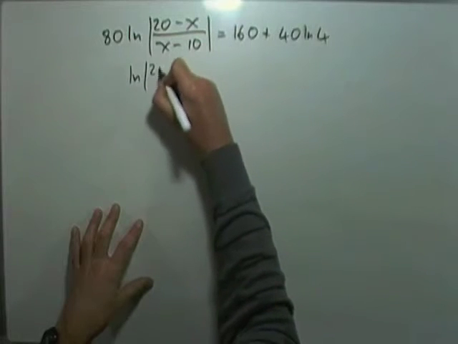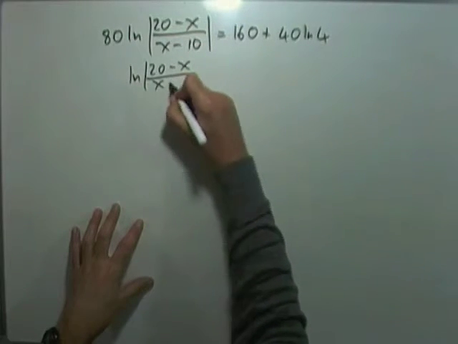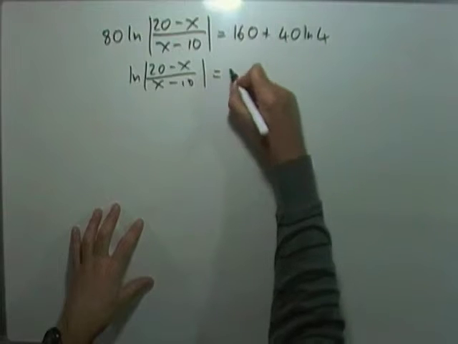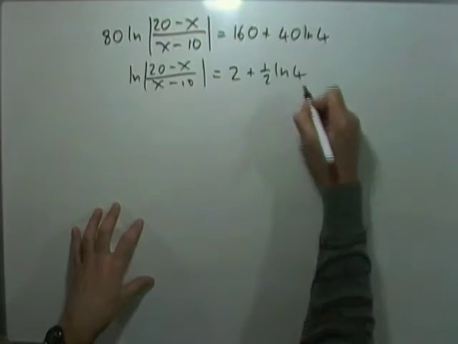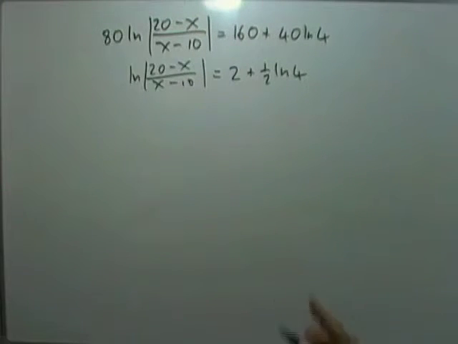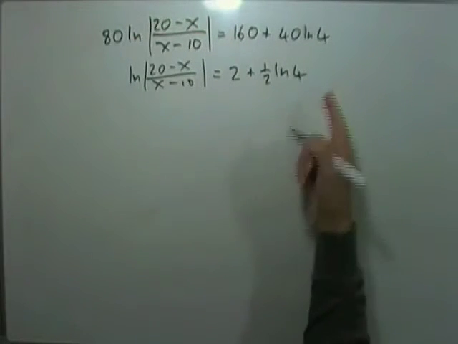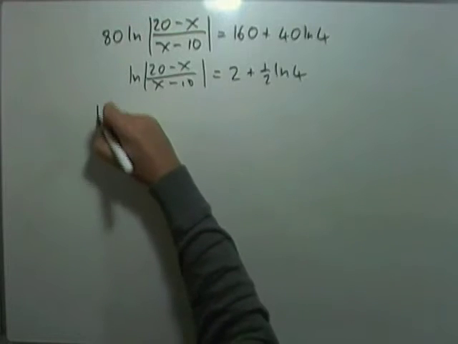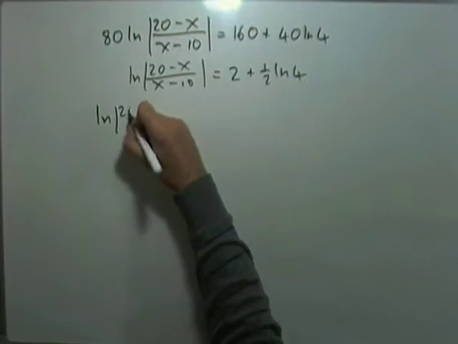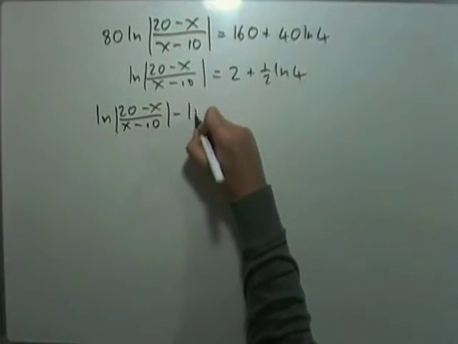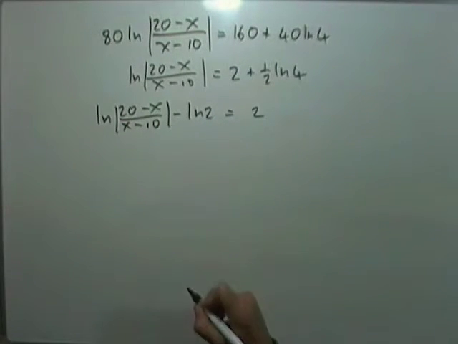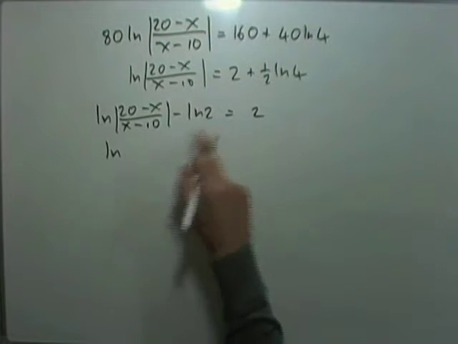So I've got ln of 20 minus x over x minus 10 equals 2 plus a half of that. I'm quite happy to do a half of log 4, because that's just log 4 to the power of half, which is just ln 2. Then I can bring it over and join the logs. So I've got ln of 20 minus x over x minus 10 minus ln 2 equals 2. Now I can combine the logs.